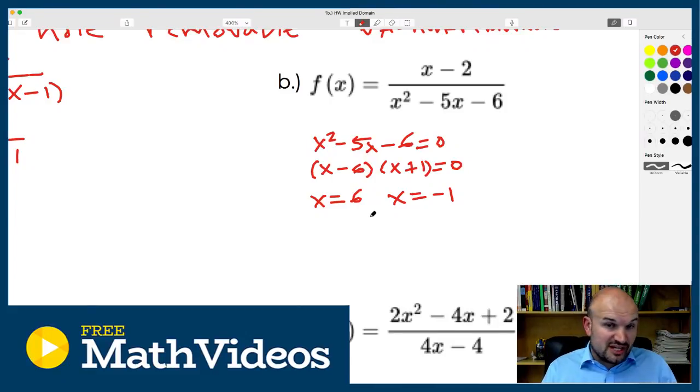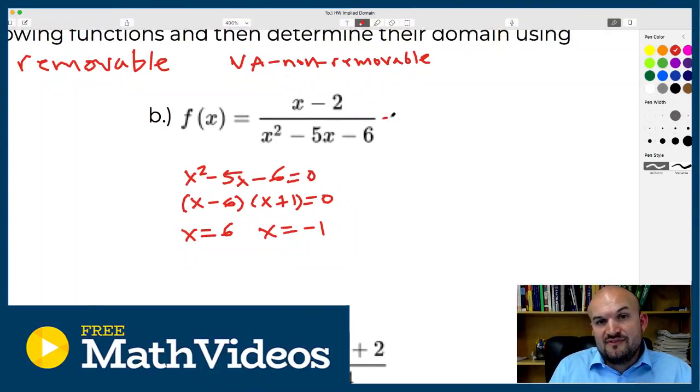So, these are both undefined values, but are they the same discontinuity? So what we want to do now is simplify this to see if any of these divide out. Well, I already factored this. So I have x minus 2 all over x squared minus 5x... oops, I want to write the factored form of that. So I have x minus 6 and x plus 1.